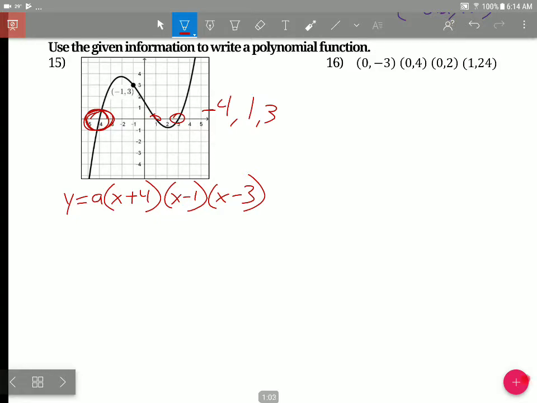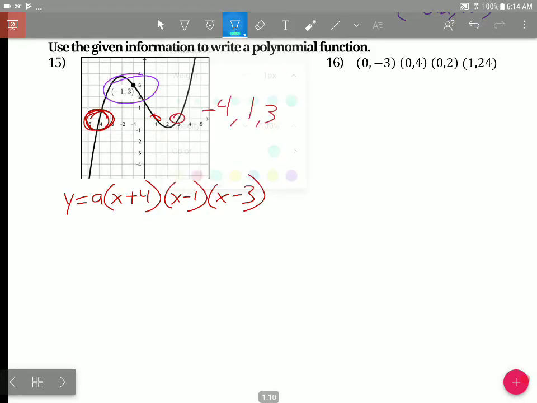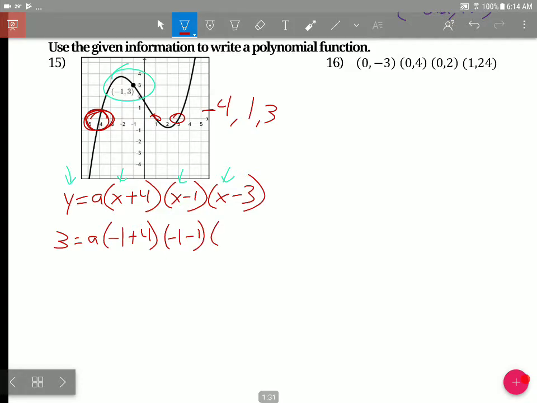From here, we're going to plug in our point. So we're going to plug that into the x and y. So y is 3 and x is negative 1. So we got 3 equals a times negative 1 plus 4, negative 1 minus 1, and negative 1 minus 3. Okay, and from here we're just solving for a. So do what you got to do.